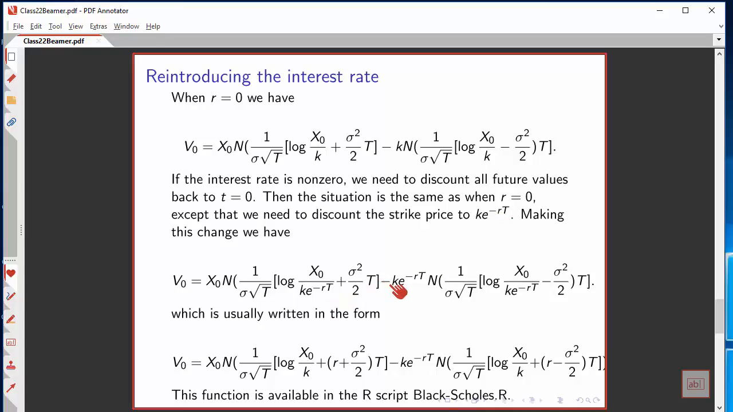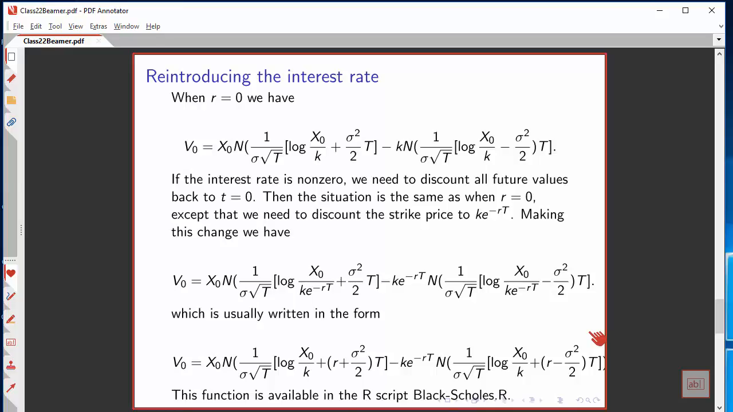So in 3 places I will introduce the factor of e to the minus rT. Usually what's done here, though, is to say the log of 1 over e to the minus rT is, of course, just r times T. So we put the rT there and the rT there. There is the version of the Black-Scholes formula that won the Nobel Prize.